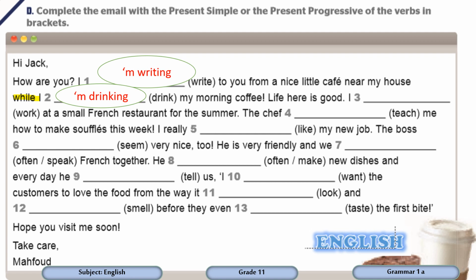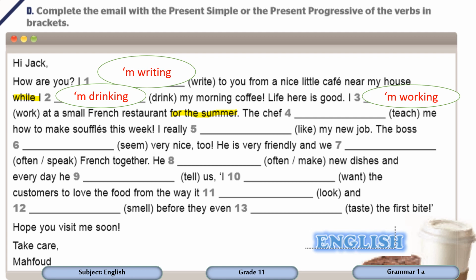Life here is good. I work at a small French restaurant for the summer. This is not his permanent job. It's just for a short period of time. So the tense used is also the present progressive. So I am working, or I'm working, at a small French restaurant for the summer.